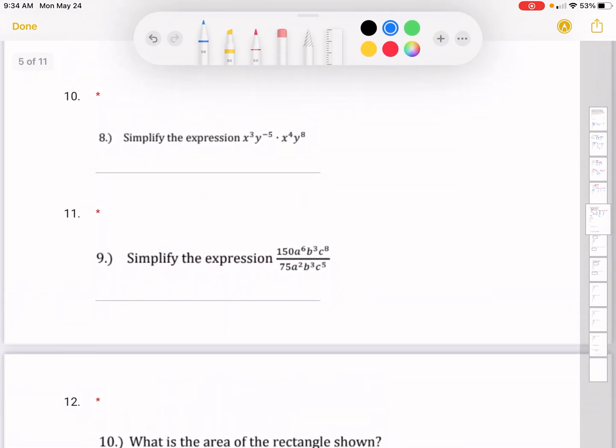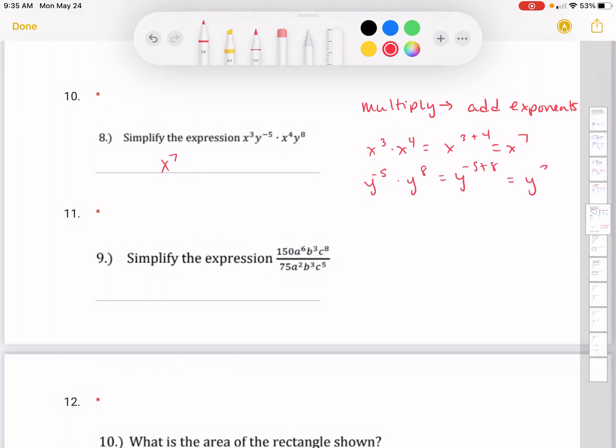Here we're doing a multiplication problem. Remember, when you multiply, you add exponents. So here, if you do x cubed times x to the 4th, 3 and 4, you're going to get x to the 7th. And then for y, negative 5, we're going to do negative 5 plus 8. That gives us y to the positive 3. On the Google form, you would have entered this as x up arrow to show exponents. It would have been x up arrow 7, y up arrow 3.